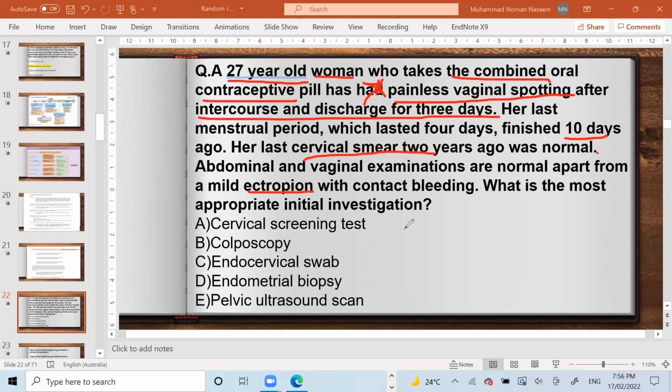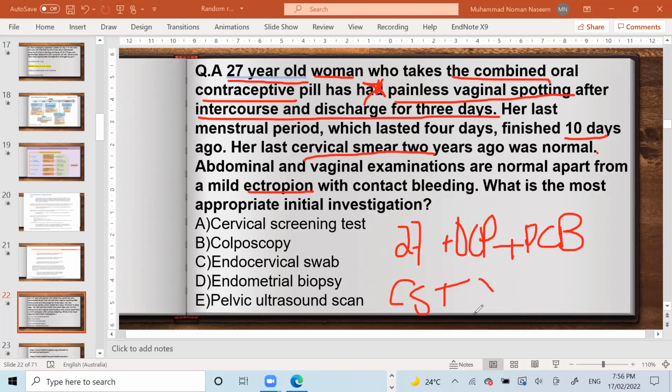Now she is a young patient, 27, and she is on OCPs. Periods are regular, so we don't need to worry about that. She came with post-coital bleeding, right? And on examination, they have given you a mild ectropion with contact bleeding. Her cervical smear test was 2 years ago, and it was normal. All right. Now, what is the next investigation you would like to do in this patient?